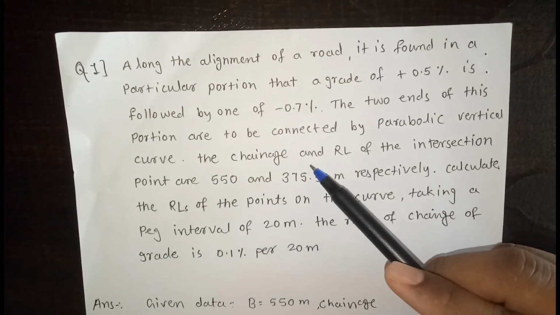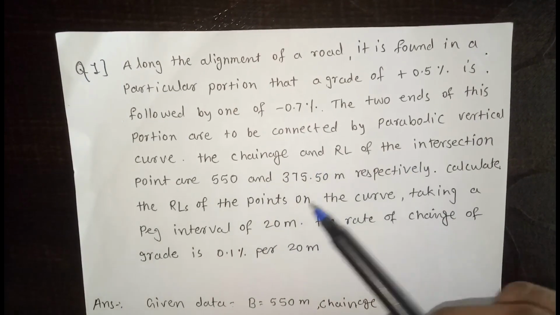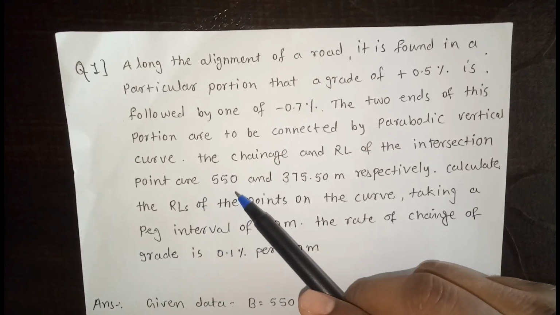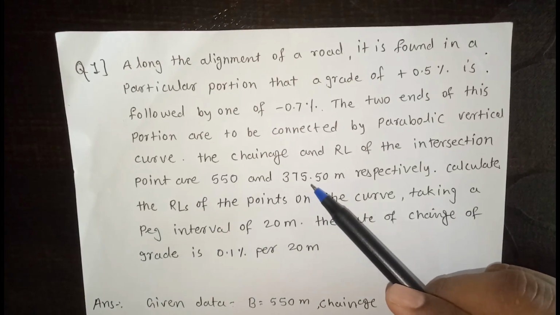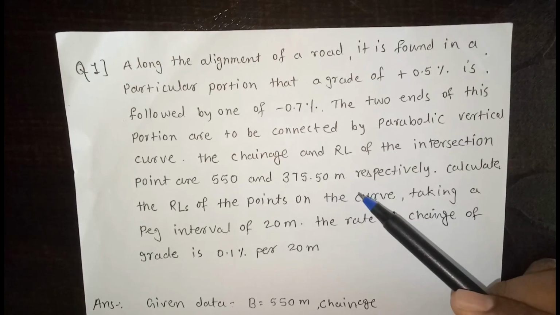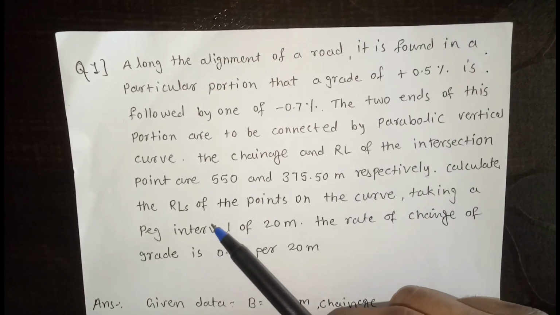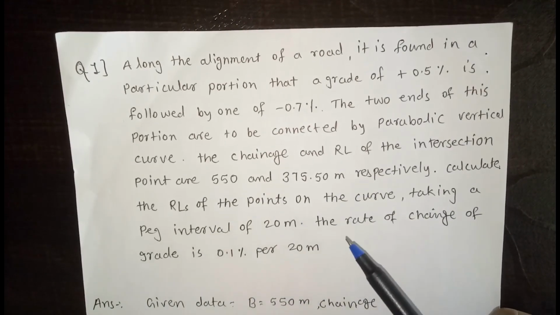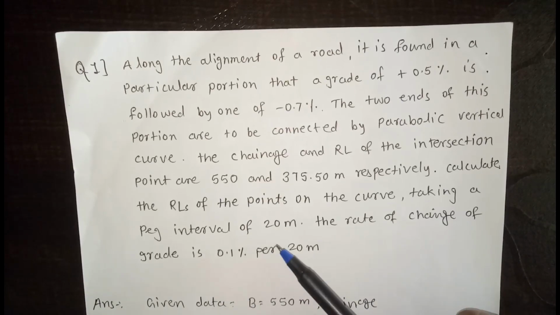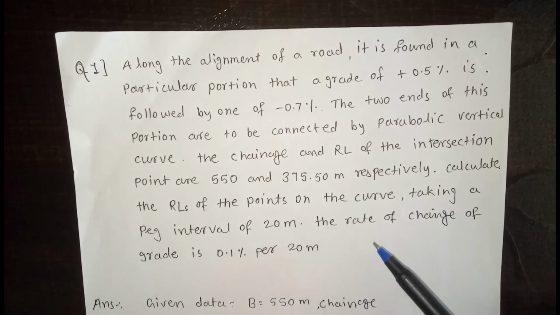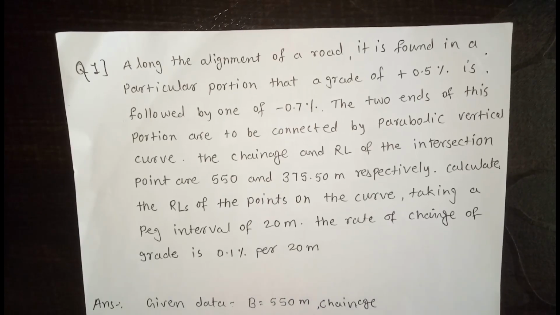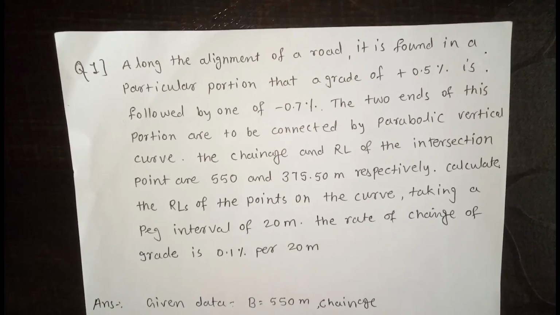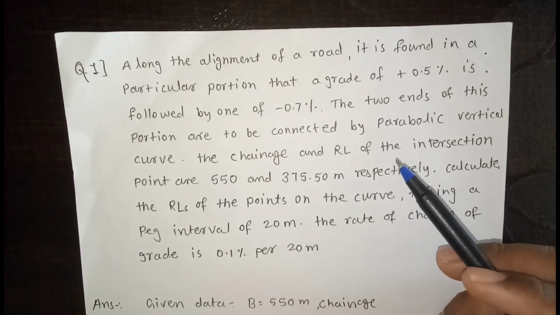The chainage and RL of the intersection point are 550 and 375.50 meter respectively. Calculate the RL of the points on the curve taking peg interval of 20 meter. The rate of change of grade is 0.1% per 20 meter. Okay, this is the question basically on summit curve.